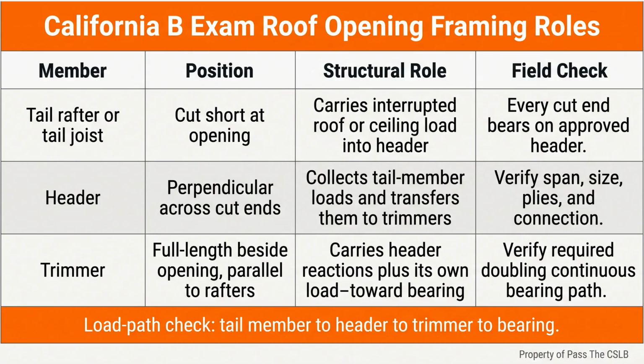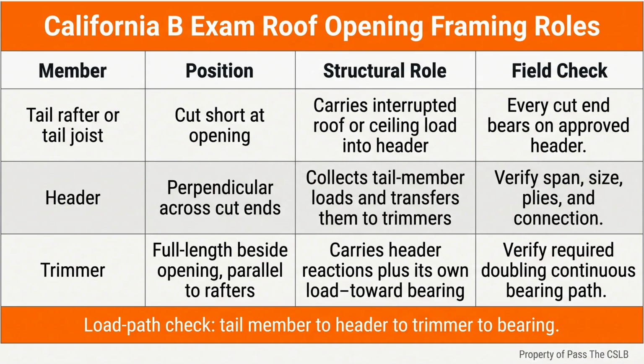I remember the load path with one plain sentence. Cut load goes to the header, header load goes to the trimmer, and trimmer load goes to bearing. When I inspect an opening, I follow that route. If any step is missing, improvised, or unsupported, the opening is not ready to be concealed.